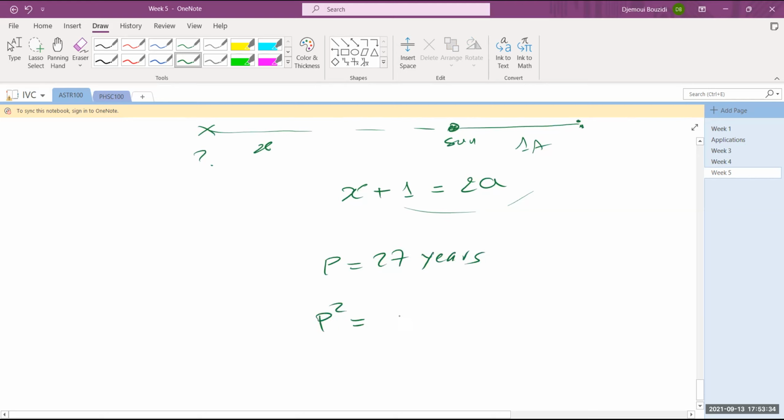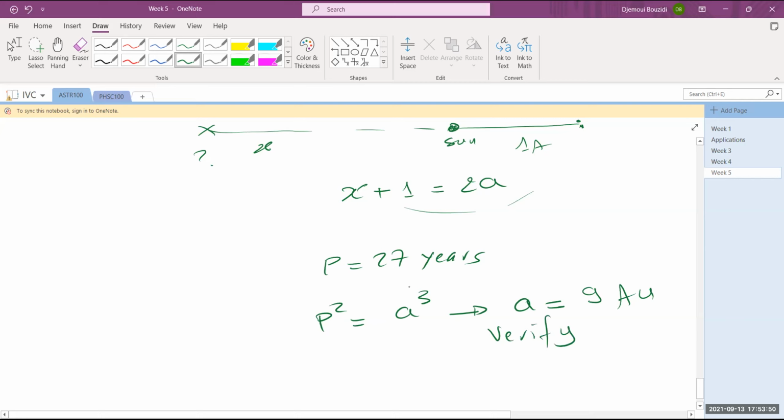I can square this number and equate it to a cubed. From here, I can find what a is. A should be about what? 9 AU. Do the math, please verify, check.